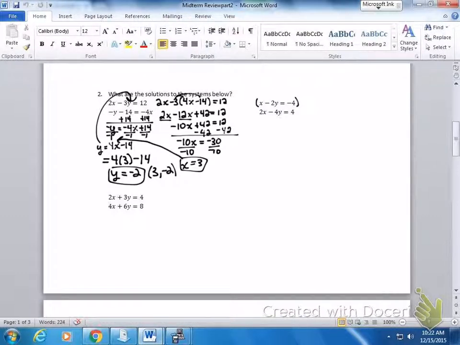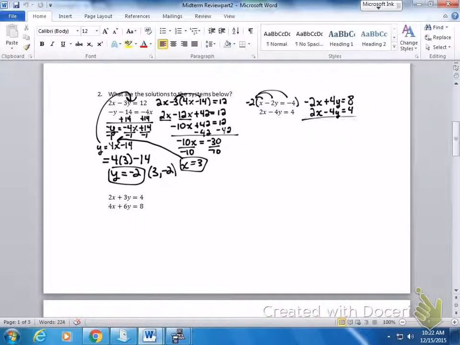So if I can make the top one negative 2x, that would cancel them out. So I'm going to multiply the top by negative 2. Negative 2 times x is negative 2x. Negative 2 times negative 2y is plus 4y. Negative 2 times negative 4 is positive 8. Since I didn't change the second equation, I can rewrite it: 2x minus 4y equals 4.